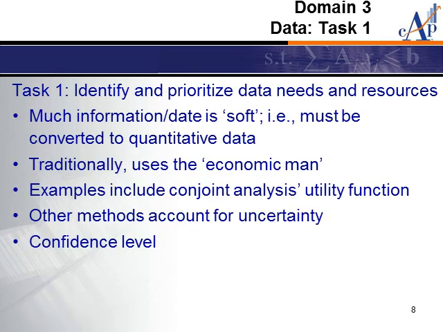So, task 1: identify and prioritize data needs and resources. Data comes in a lot of different forms. Sometimes you have textual statements. Sometimes you have images. Sometimes you have numerical. A lot of us are most comfortable with numerical, or at least that's how I grew up, with numerical and number information. But a lot of the information out there doesn't fall into that realm.